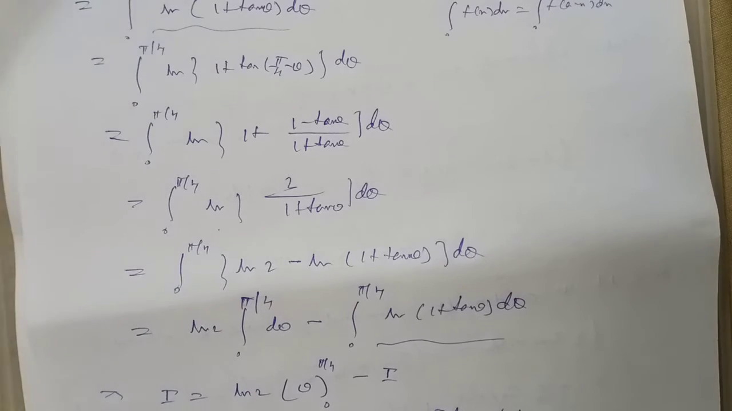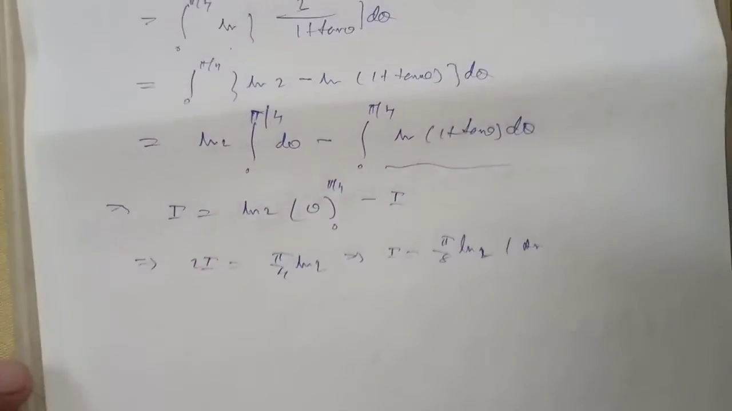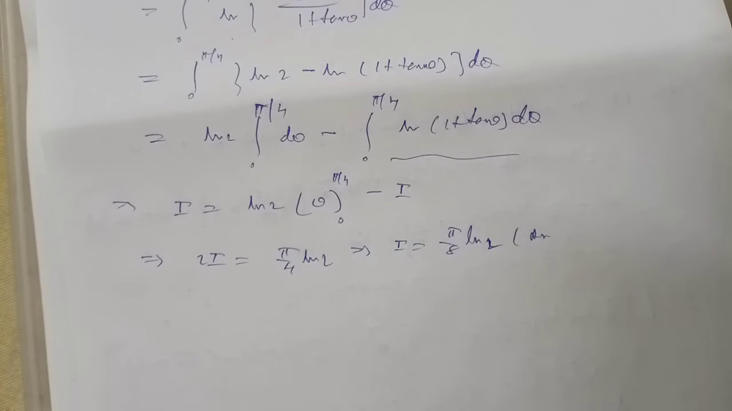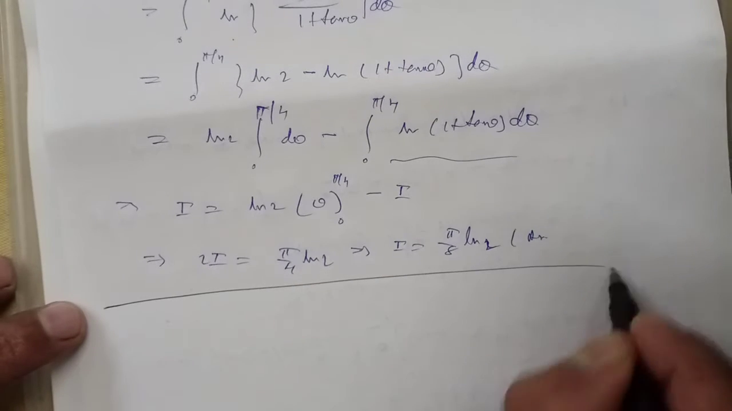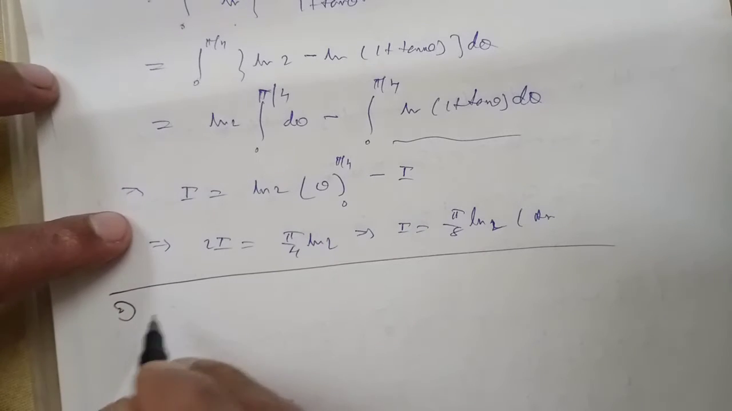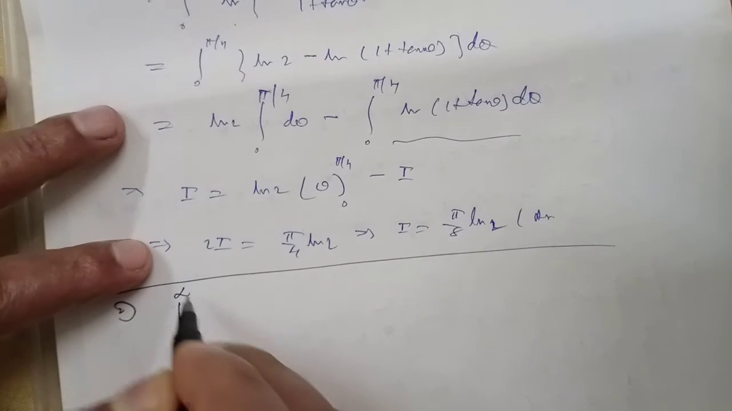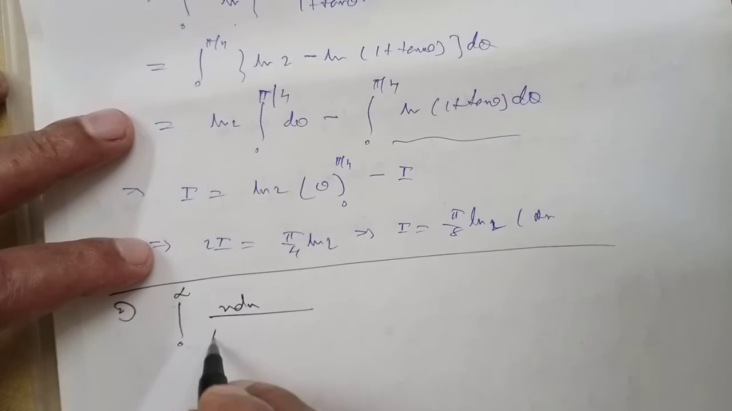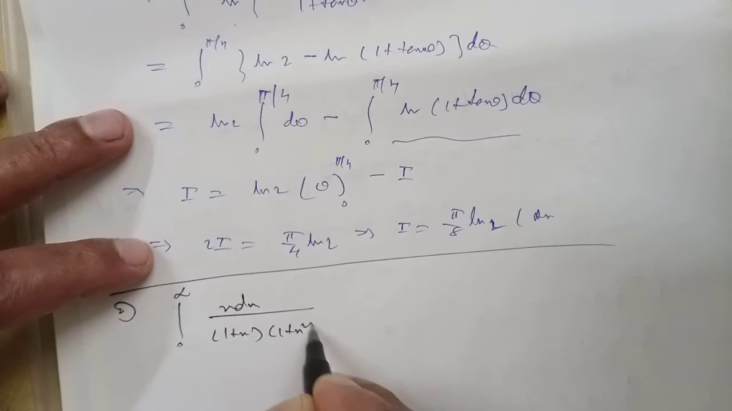This is a very important problem. Frequently it is seen in different exam papers. So let us move to the next problem. Number 2: 0 to infinity x dx by (1 plus x) into (1 plus x square).